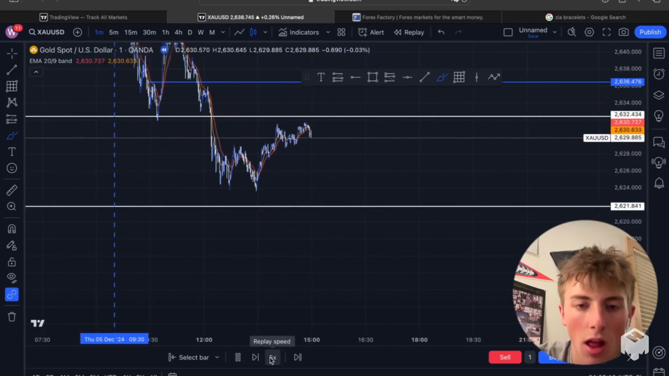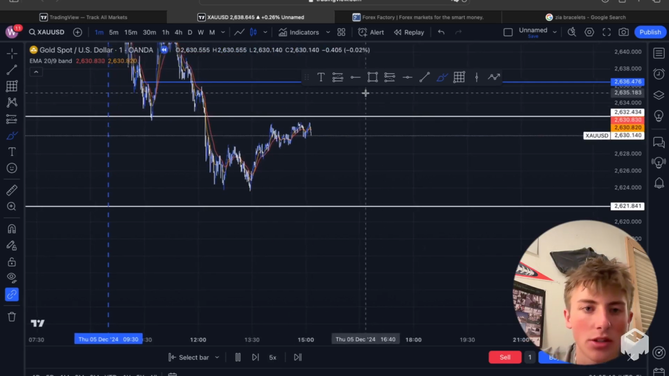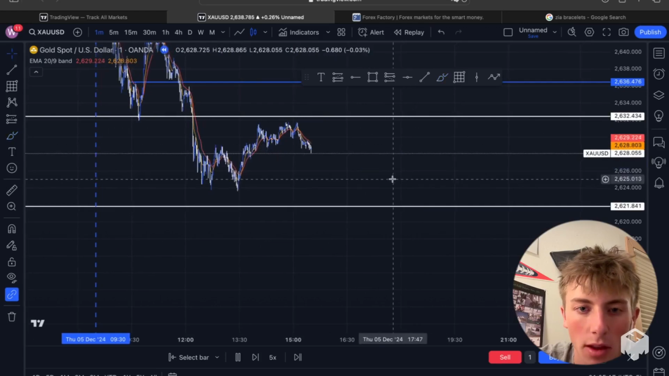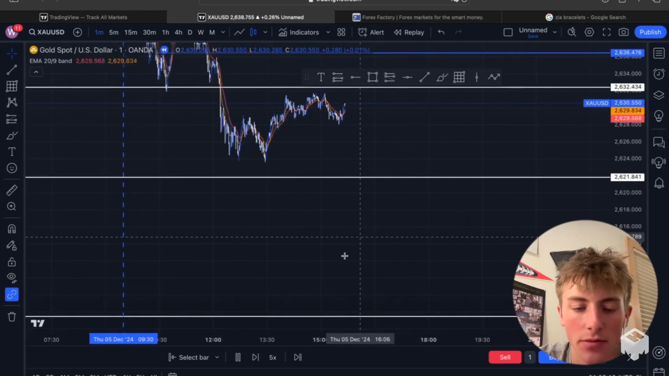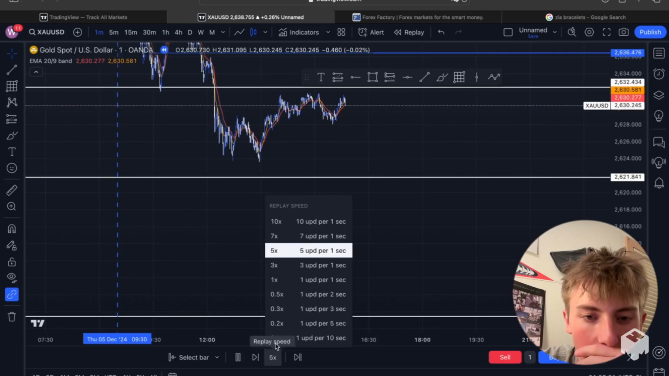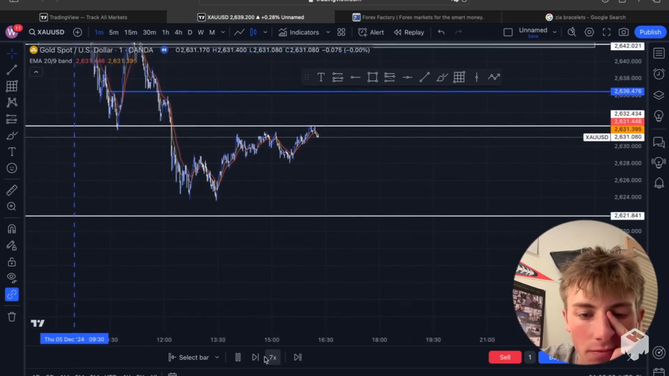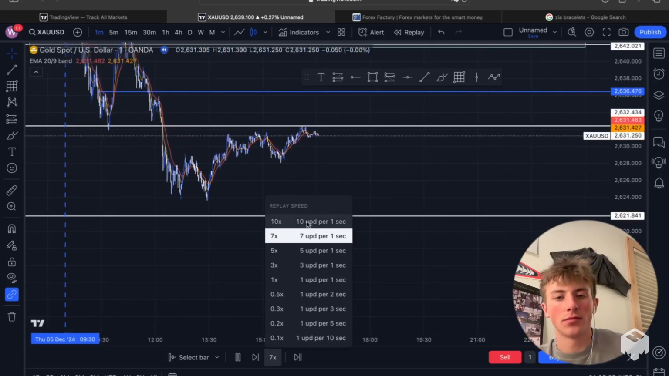I'm pretty sure it's right here coming up. We're in this fair value gap. We get a big move down. I'm pretty sure. Let me put it in 7. 10.